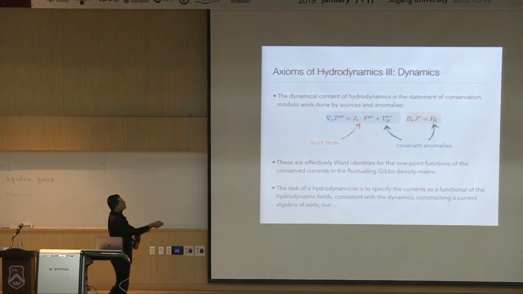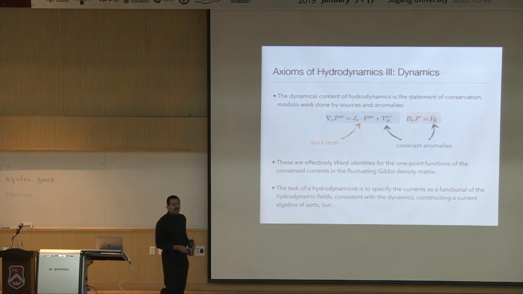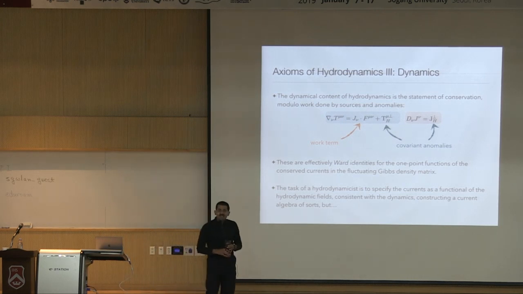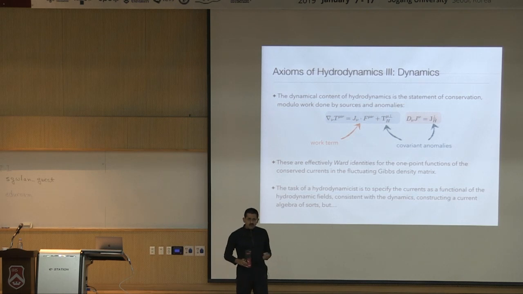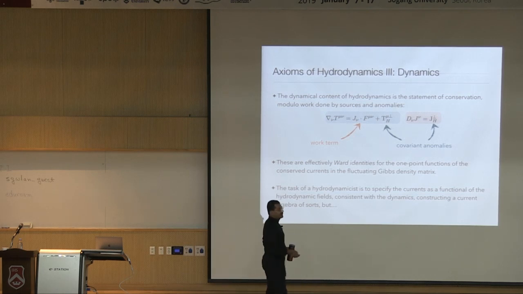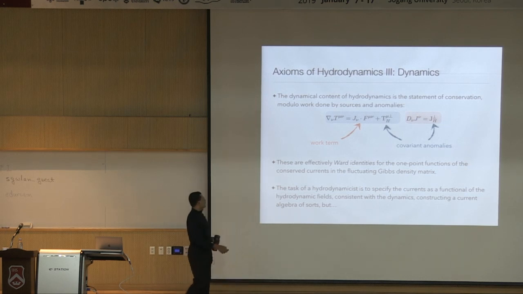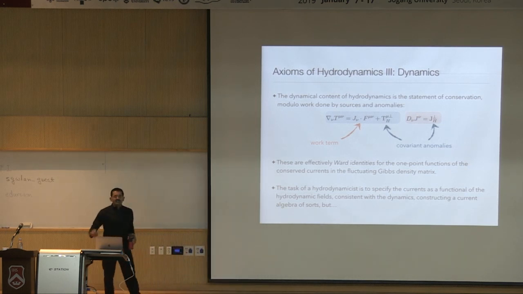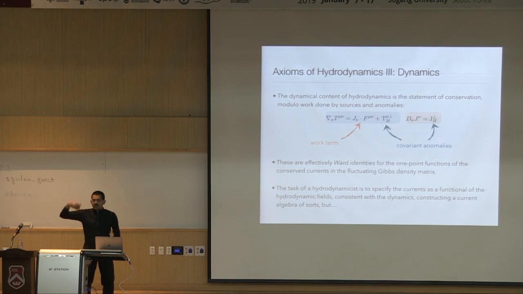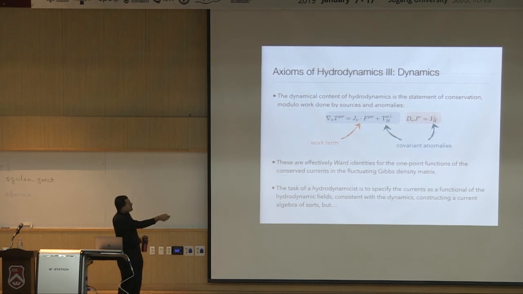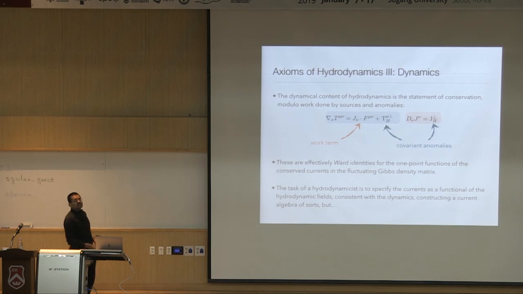There are many ways to think about these two equations. You could just think about them as dynamical equations for the low energy effective field theory, or you can think of them as Ward identities for the 1-point functions of conserved currents in this fluctuating Gibbs density matrix. So you prepare your state in some Gibbs density matrix, you're sort of asking what are the effective quantum stress tensor and quantum charge current, and they will satisfy these Ward identities if you turn on background sources.